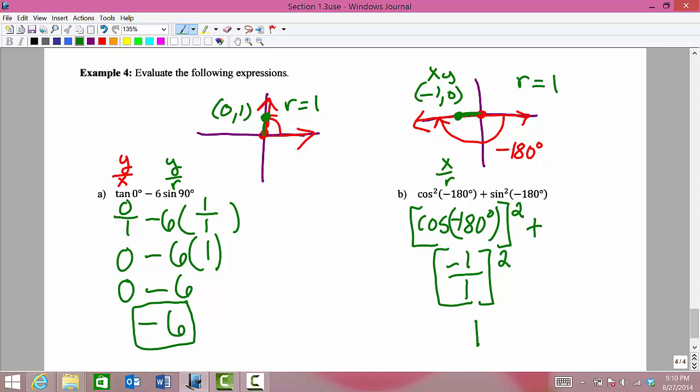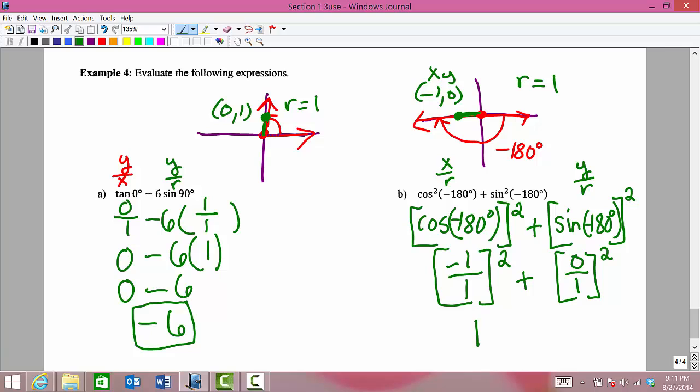Now we're going to do the same thing with sine squared. Sine squared of negative 180 degrees, so we want to find out what is sine of negative 180 degrees, and then we want to square it. So sine is y divided by r. So that would be 0 divided by 1. And then we square it. Well, 0 divided by 1 is 0, and 0 squared is 0. So 1 plus 0, of course, so our final answer there would be 1.